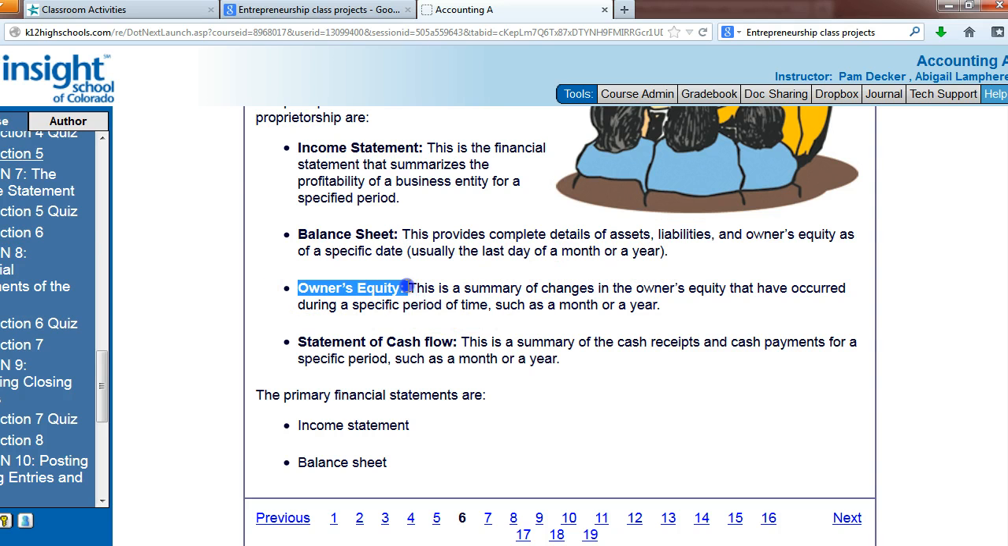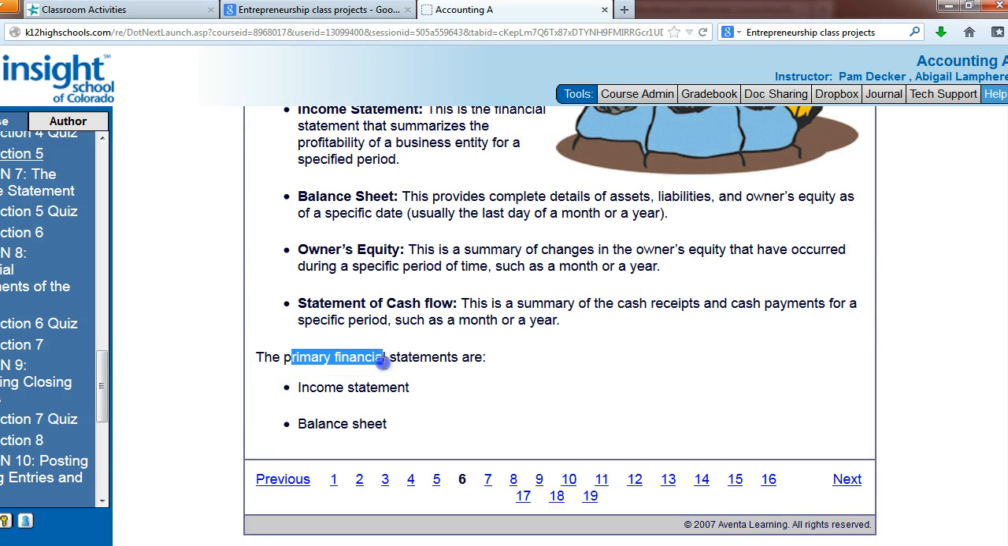This one's where it gets a little different. The statement of owner's equity is a summary of changes in the owner's equity that have occurred during a specific period of time. There will be an assignment later on looking more at this, but basically it's a summary, just like it says. It's a summary showing how owner's equity has been affected during that month or year or however often you prepare these. Then there's also the statement of cash flow. This is the summary of cash receipts and cash payments for a specific period, such as a month or year. Again, this is just the incoming and outgoing of cash in our business.